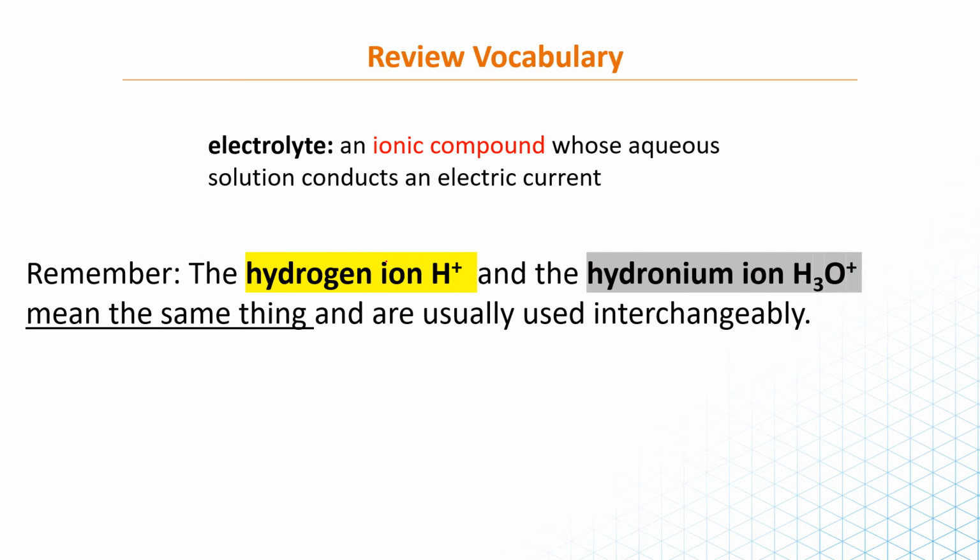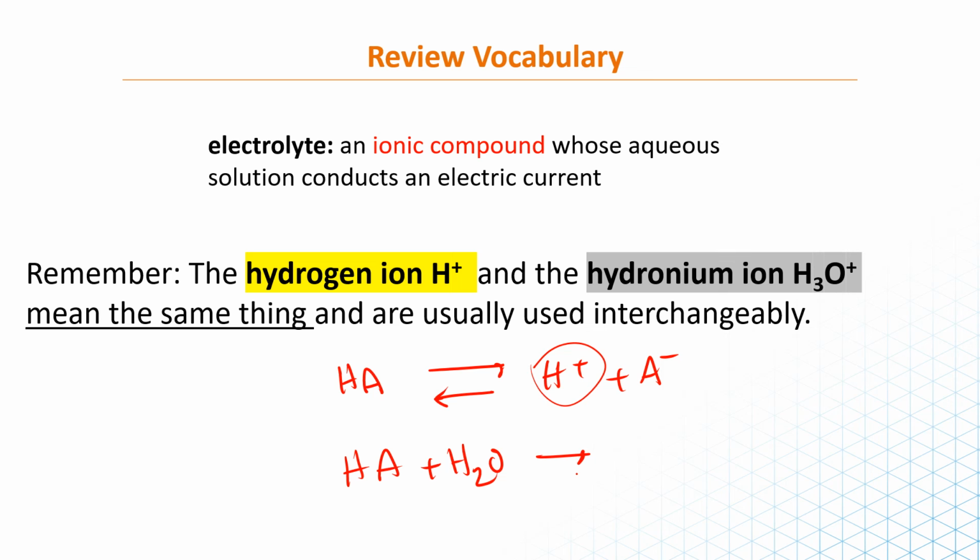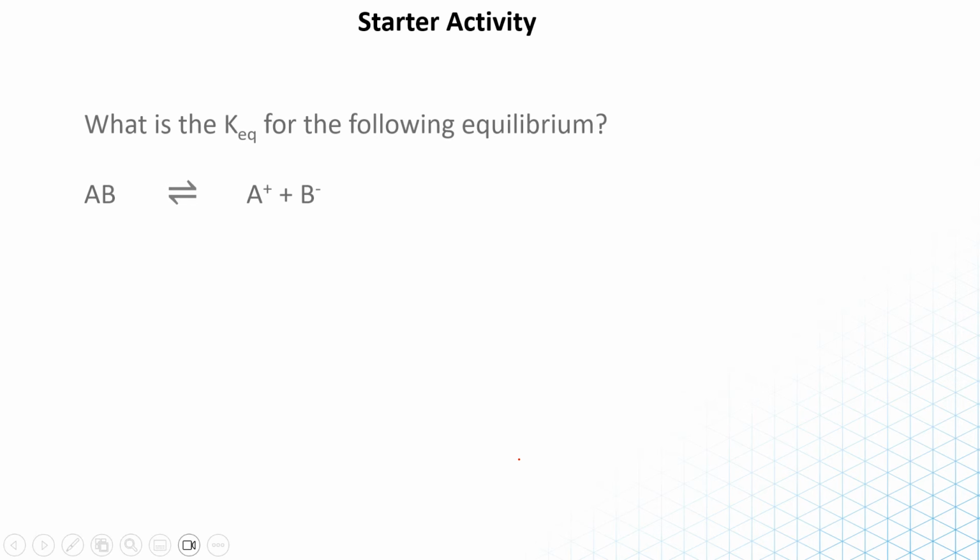So remember, the hydrogen plus ion and the hydronium ion mean the same thing and are usually used interchangeably. So if we are talking about an acid, if we don't write water, then we write the H plus like this. If we have water with it, like saying it's going to be dissolved in water, then we need to write the hydronium ion. Very important, so that the equation is balanced.